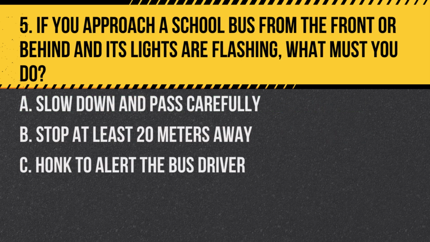Question 5. If you approach a school bus from the front or behind and its lights are flashing, what must you do? A. Slow down and pass carefully. B. Stop at least 20 meters away. C. Honk to alert the bus driver. Answer. B. Stop at least 20 meters away. It is the law to stop for a school bus when its lights are flashing, and you must not move until the lights stop flashing.